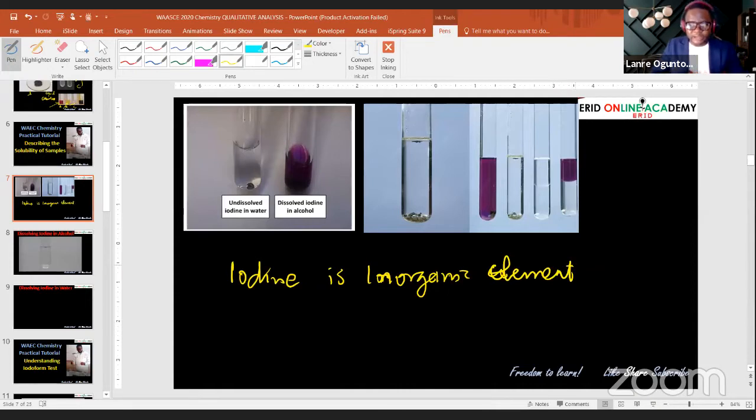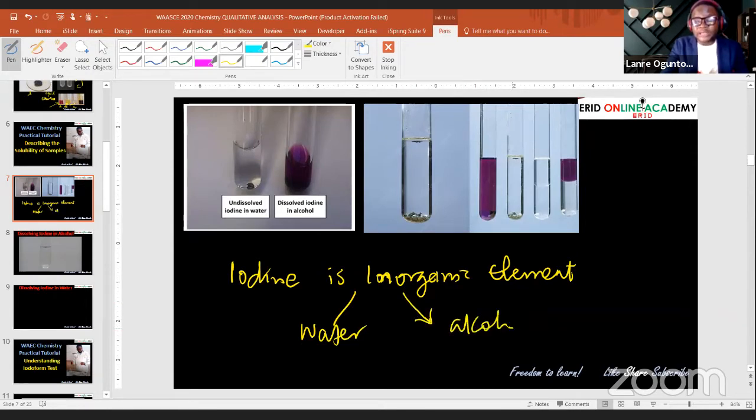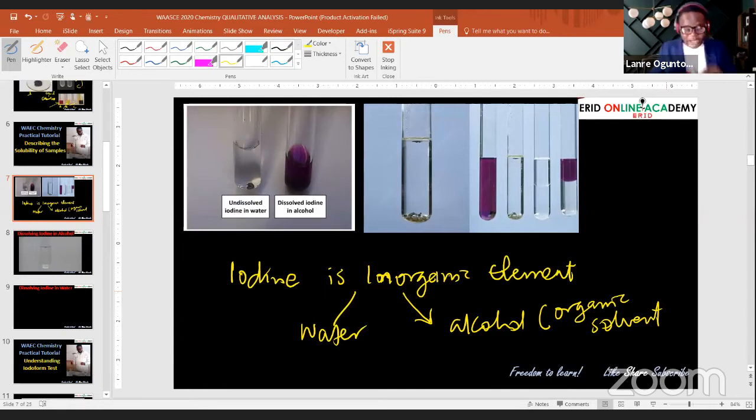Iodine is an inorganic element. Now, we are looking at 2 things they could ask you to do. You can dissolve iodine in water, or you can dissolve iodine in alcohol. This alcohol represents an organic solvent. So if you dissolve iodine in water, do you think it will dissolve? We want to compare the solubility of iodine in water and in alcohol. What do you think will be the difference? Anybody?